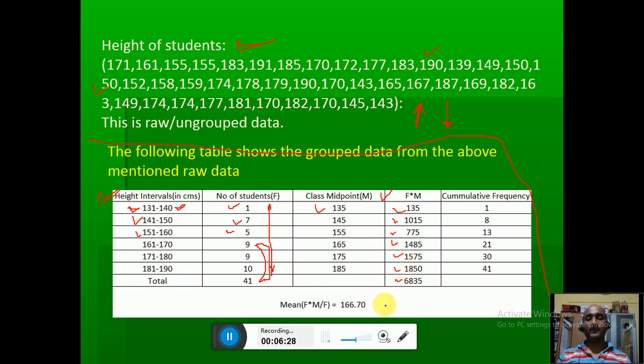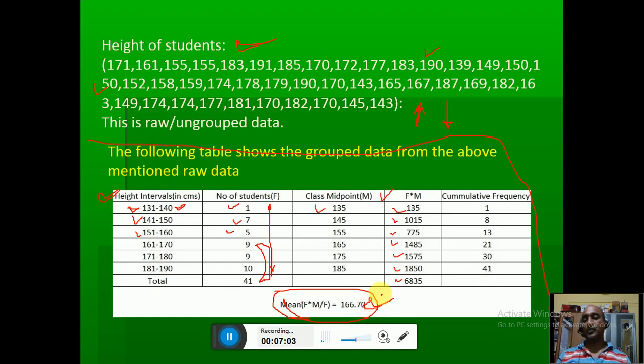Okay, so therefore we can easily find out the mean. So mean is nothing but the sum of the product of the number of students into class midpoint upon f, that is total number of students. Okay, so then we got 166.70 as your mean. So when you found this mean, it means that the mean height of that class comes as 166.70. So this value is really very important. This is the mean height of the students.